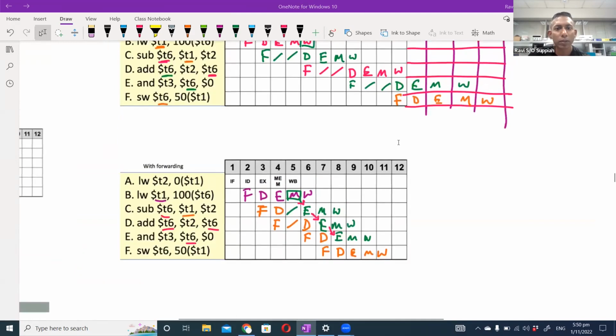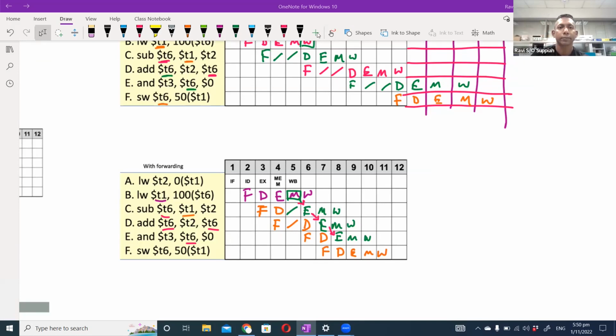Wait, let me look at the questions. Is there a difference between stalling at 5 or 6 for D, or does it not matter? When your instruction is stalled, that means your earlier instructions are not passing through the pipeline.